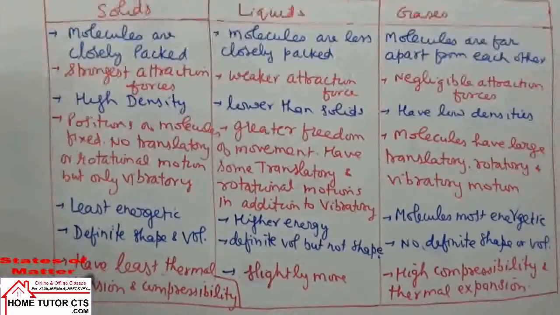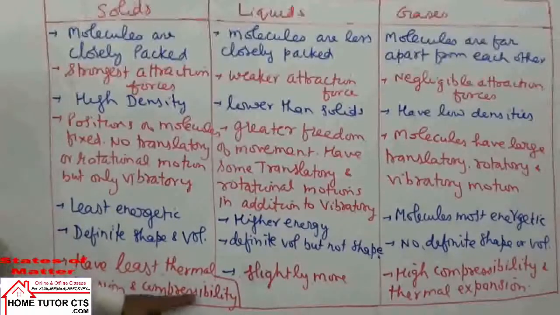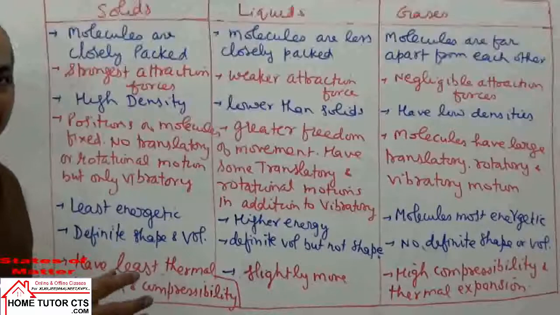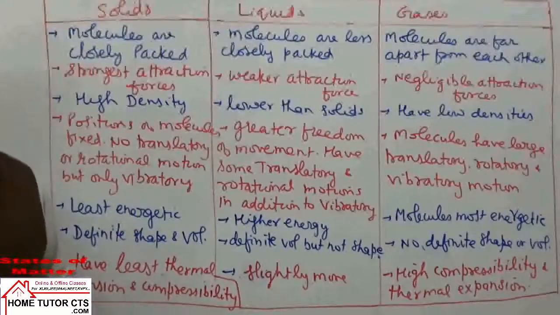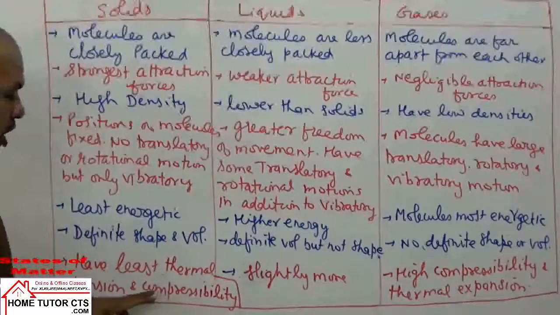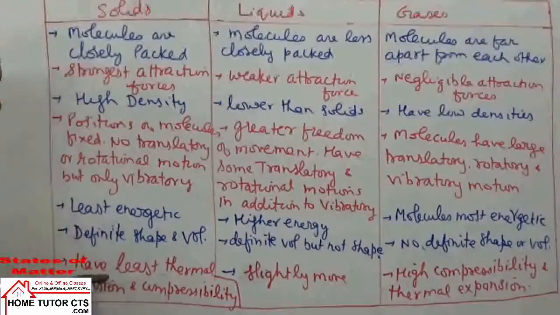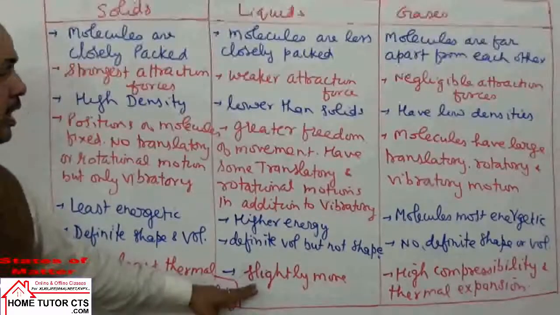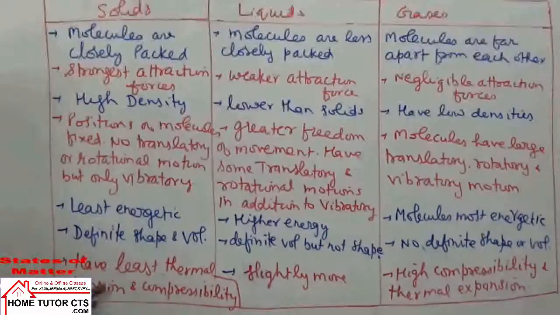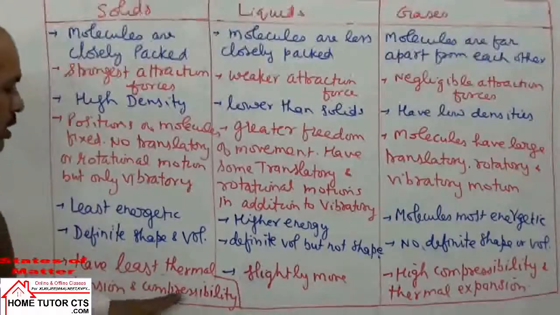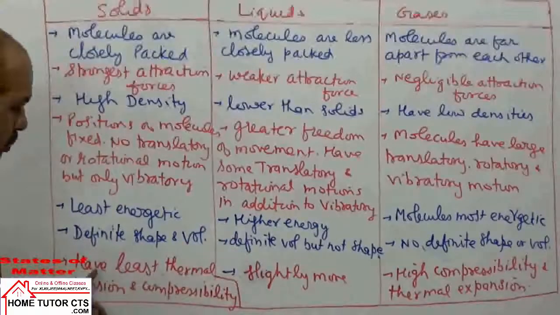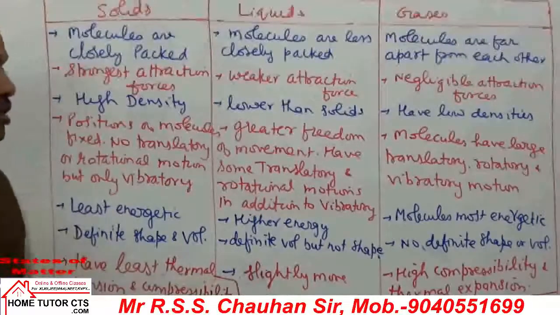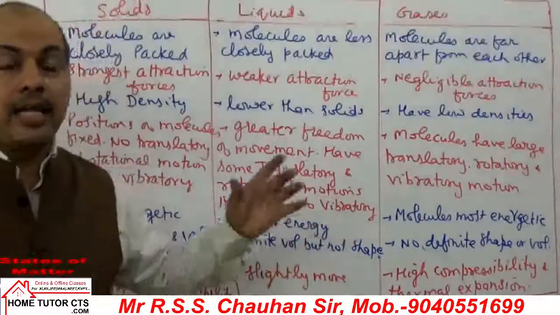यहाँ पे क्या होता है, next last point आपका आएगा difference में: they have least thermal expansion and compressibility. Suppose on heating, volume change in solids is negligible, least thermal expansion, or on applying pressure, the change in volume is also negligible. In liquid state, they have slightly more thermal expansion or compressibility. Means both the properties taken here are slightly more in liquids, while in gases they are highly compressible.